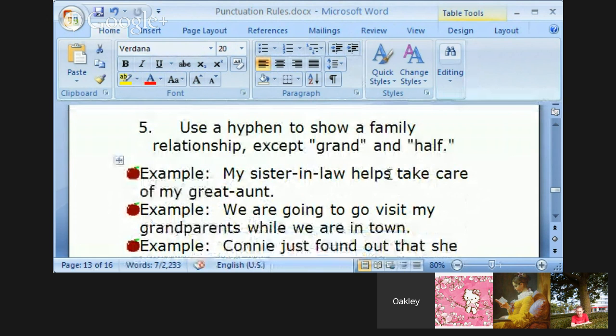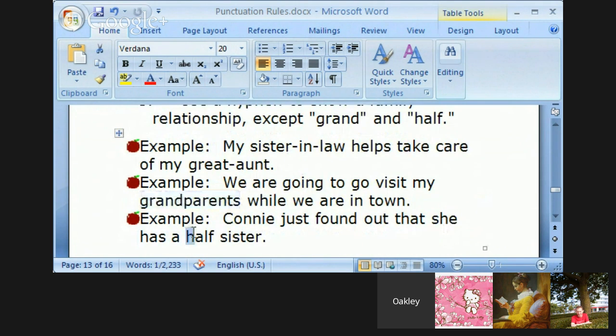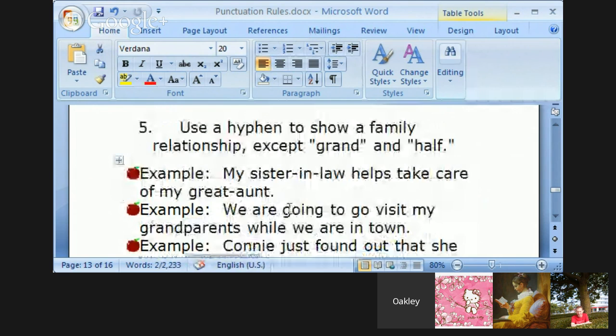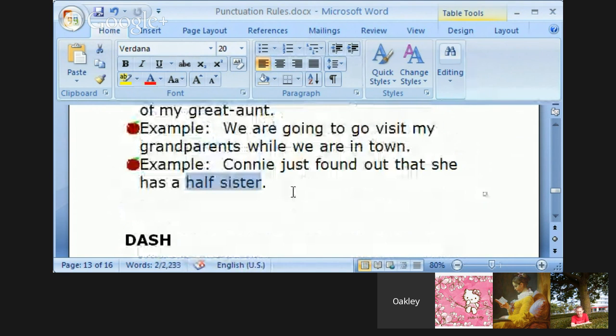Oh, yeah, joining the words for family relationships, except we do not do it for grand or half, so basically your in-laws or great-aunt. There you go. My sister-in-law helps take care of my great-aunt. All right, grandparents is a normal compound. Half-sister, is it really a compound, but it's separated? Okay. Again, joining words. Pretty simple.